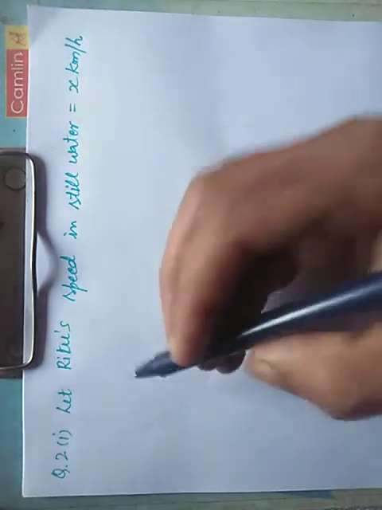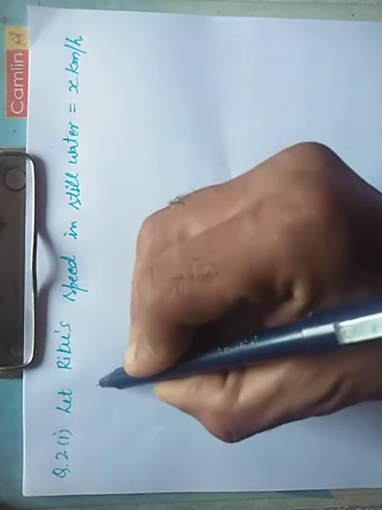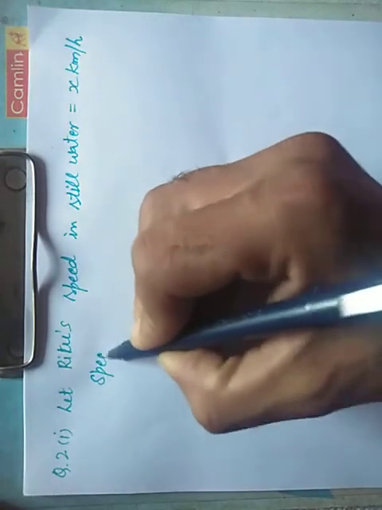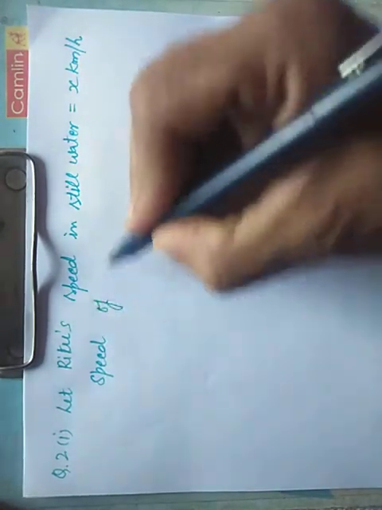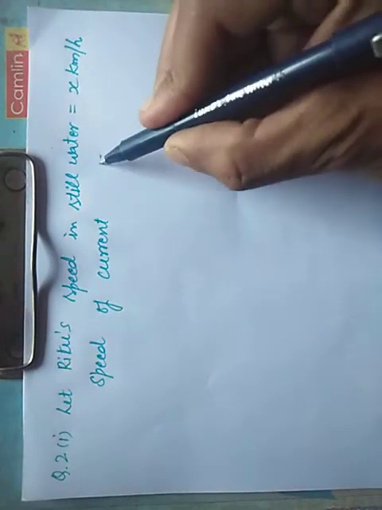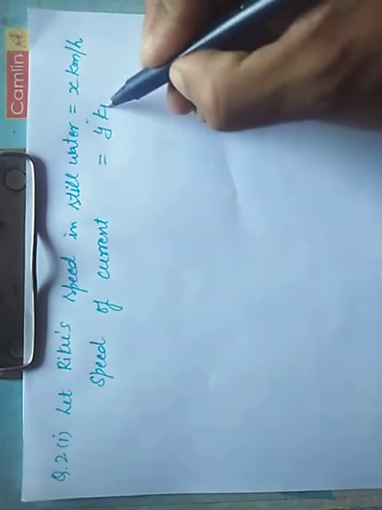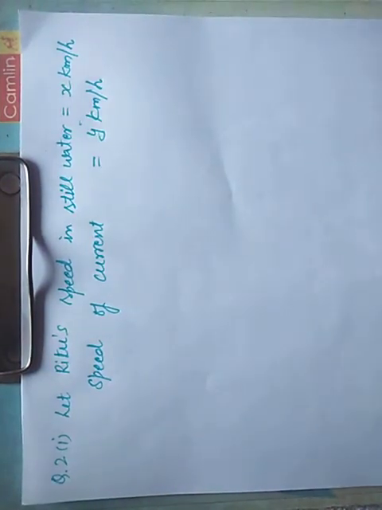And let speed of the current be y kilometer per hour. Dear student, here current means the speed of water, flowing water. Speed of current is y kilometer per hour.